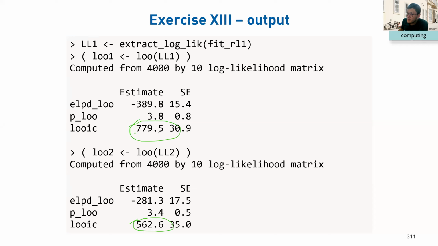So one of them is 779.5, the other one is 562.6. Which is lower? It's quite apparent, right? This is lower. So this is our best model. Okay, good. Model comparison finished. Questions?